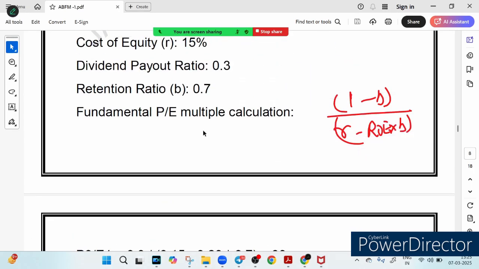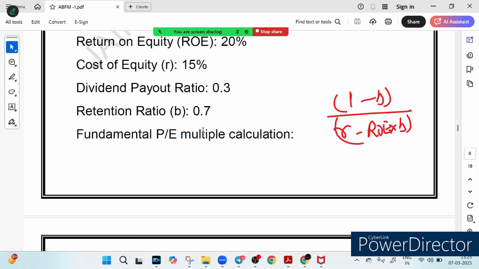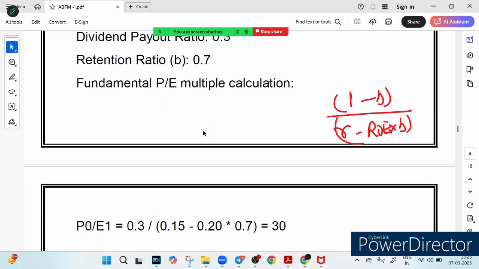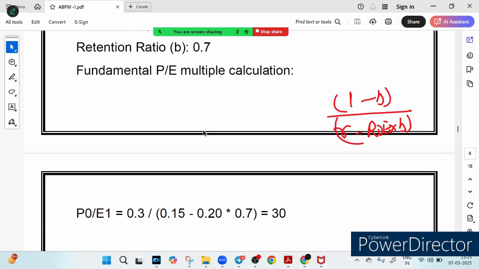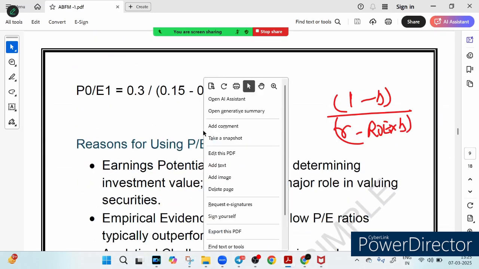So in this case, what is our 1 minus B? B is 0.7, so 1 minus B is 0.3. 1 minus B is the dividend payout ratio, 0.3, upon R minus ROE times B, where R is 0.15, and this will give you 30, right? So this is how you do it. The final answer is 30.